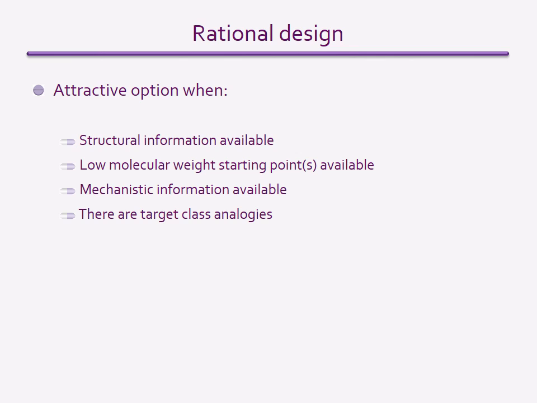With the amount of structural information we have about targets increasing all the time, rational design is becoming an increasingly viable option. It is also an attractive approach when drugs that interact with the target are already available. Drugs are usually low molecular weight molecules that can be used as a starting point for designing and synthesizing new analogues. Rational design is also an option when there is mechanistic information available about binding sites on the target and how molecules can influence target activity.